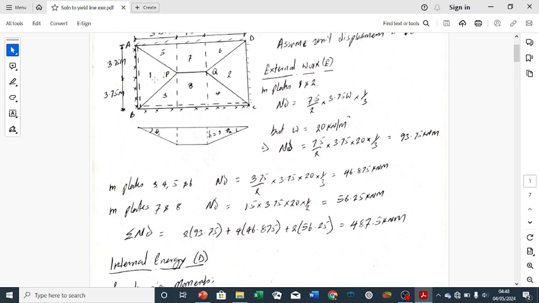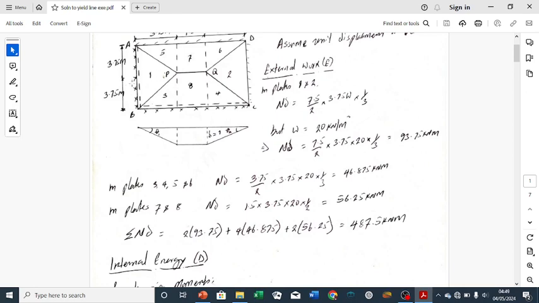Now for plate 1, what is the force? For us to get the force, which is the load, in this case, we are going to calculate the plan area of the plate and multiply by the uniformly distributed load that we were given to be 20 kilonewton per meter squared.